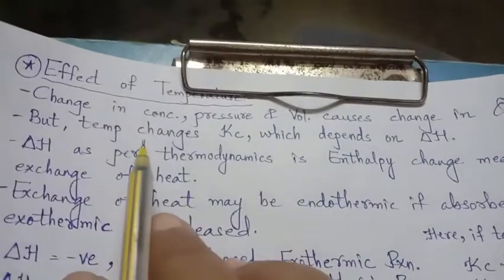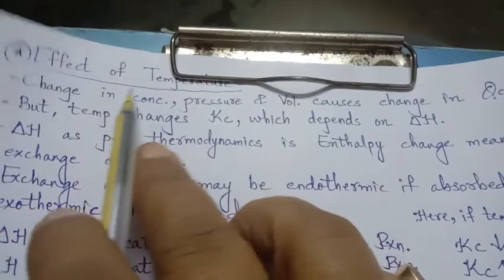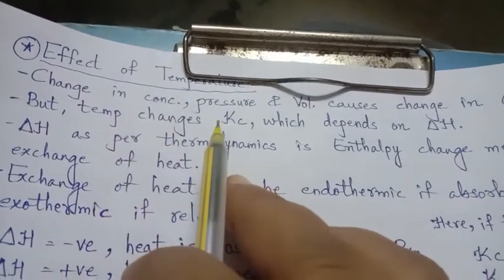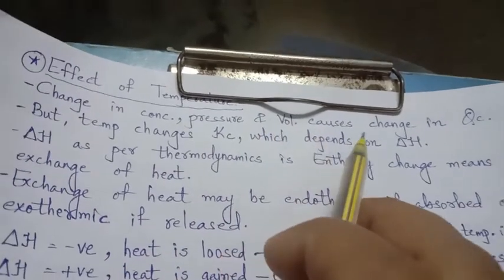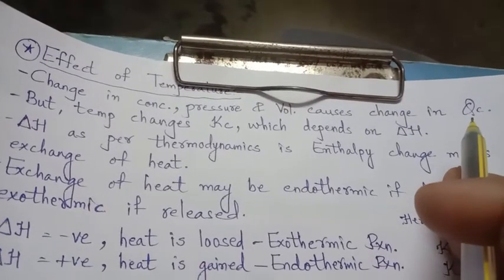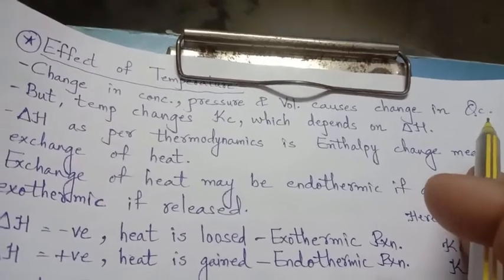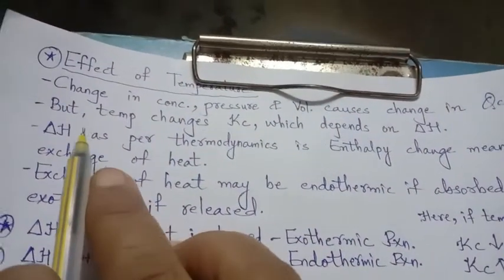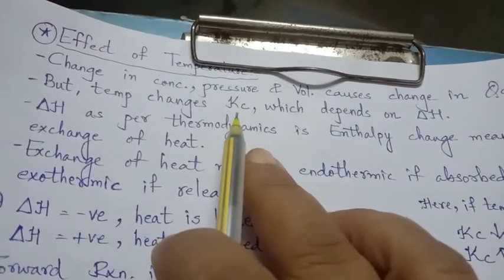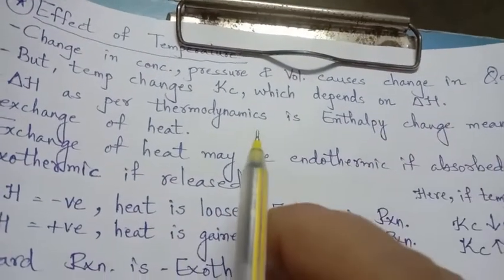Good morning, dear students. Today we will see a new topic, that is effect of temperature. Change in concentration, pressure and volume causes change in Qc, that is the reaction quotient at the concentration of the reaction. But temperature changes Kc, that is equilibrium constant, which depends on delta H.